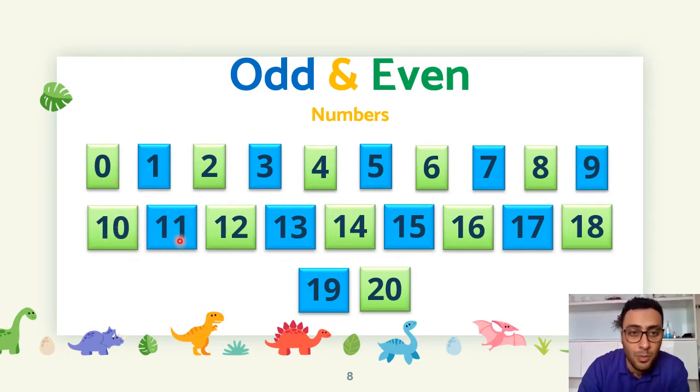11 ends with a 1. Right? In the ones place, there is a 1. 1 is an odd number, so this is odd. 19. Let's say 19. See, you have to look at the ones place. 9. 9 is an odd number, so 19 is an odd number. I hope you remember, okay?